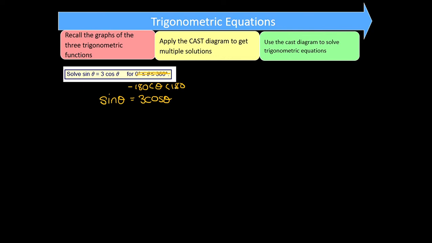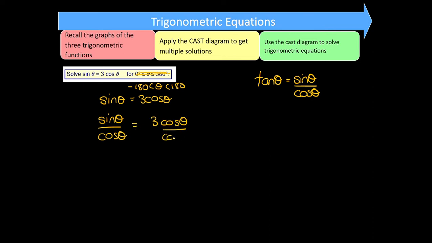So that tells me I'm going to use this identity. So what I want to do is be able to create a sine over cos. So I can do that by dividing both sides by cos. I've divided both sides by cos. So on this left-hand side, using my identity, it comes out as tan. On the right-hand side, cos divided by cos will just cancel out, leaving you with 3.